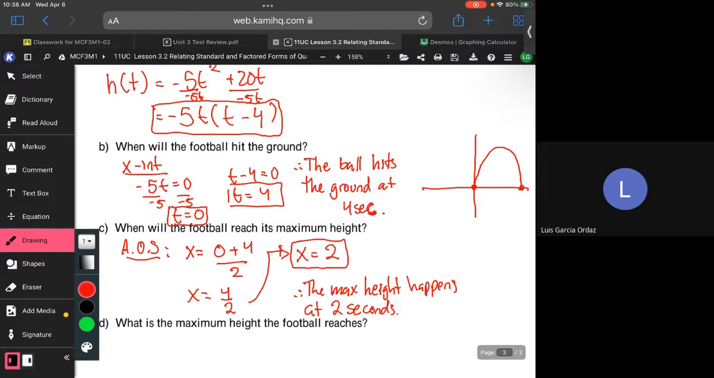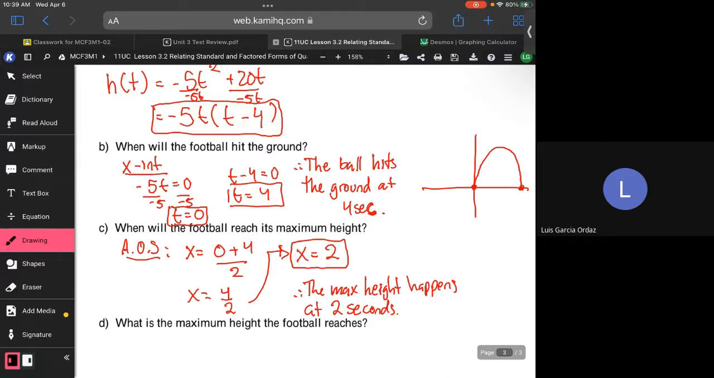Now, does someone want to tell me how I can find the maximum height of the football? So that means I need to figure out the y value of my vertex. Emma, how am I going to do that? We have to use our answer from C. You're going to put what into what? 2 into the function. Sub it in for what variable? Yeah, for t.